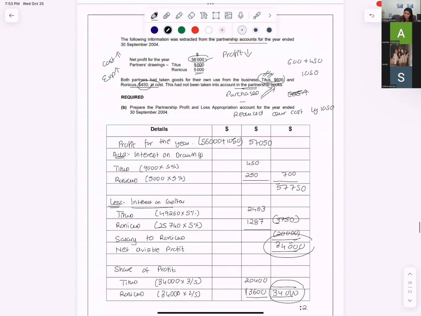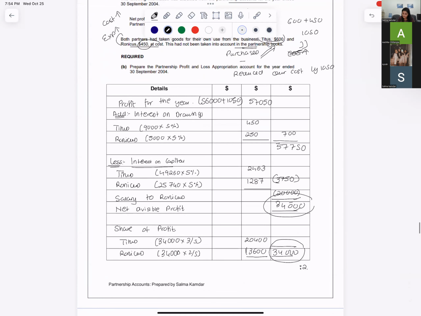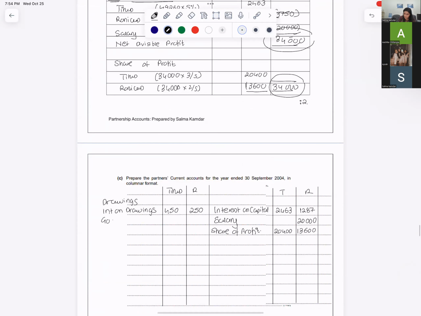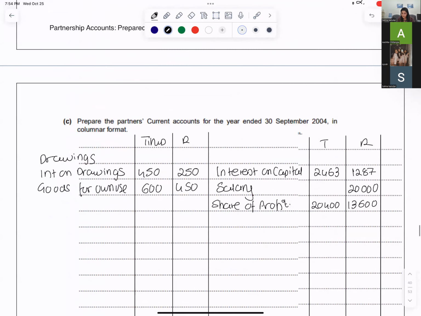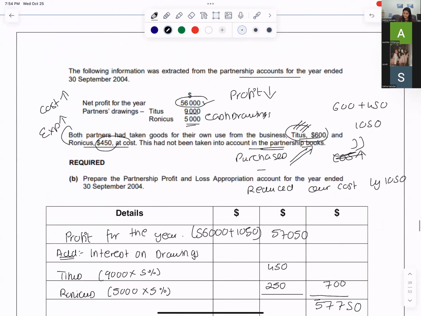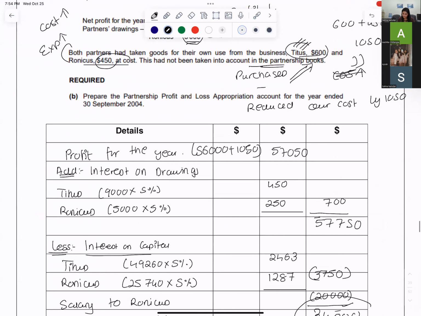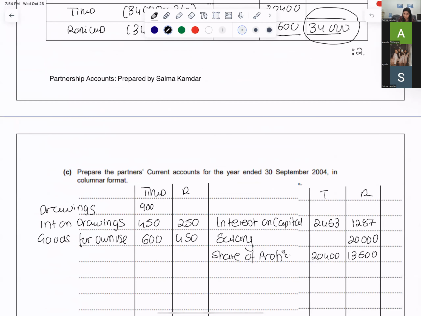Now we'll see over here. This is the cash drawings. And this is the drawings in kind, that is the goods for own use. So that is also drawings, so it will come over here. How much is goods for own use? 600 and 450. What was the drawings amount? 9,000 and 5,000.